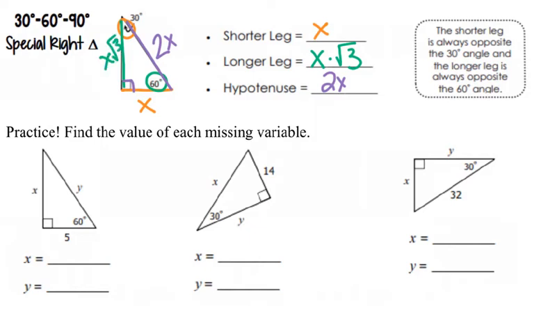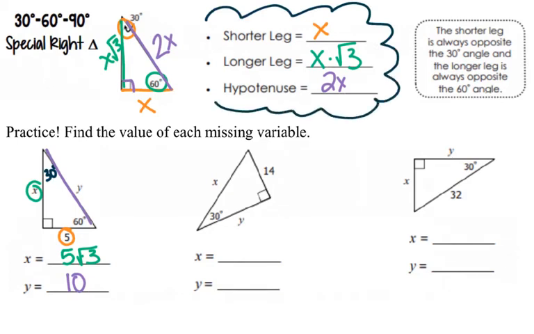Okay. So if you look at the first practice one, some stuff we can fill in. We know that this angle up here is our 30-degree angle. So our shorter side is 5. If we want to find our longer side, it's what we got for the shorter side times the square root of 3, so 5 square root of 3. And then our hypotenuse is always the shorter side times 2. So the shorter side was 5, 5 times 2 is 10. So this right here is just a formula on how to find everything.